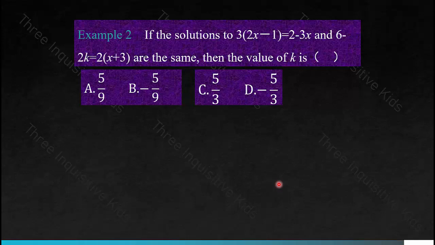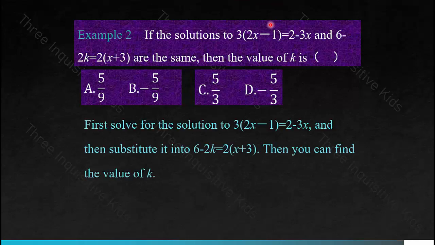Okay, since each of these has the same solution, meaning that x is the same in each of these equations, we can first solve for the value of x from the first equation. After solving 3 times (2x minus 1) is equal to 2 minus 3x, you can substitute it into the second equation. Therefore, you can find the value of k. The answer in the end would be B, negative 5/9.